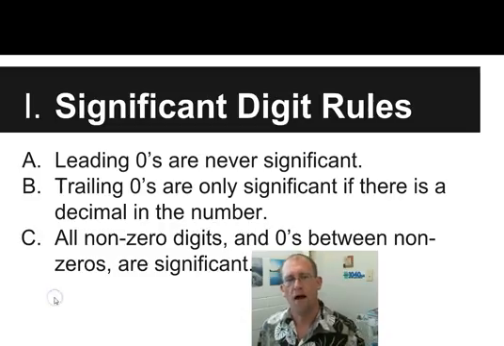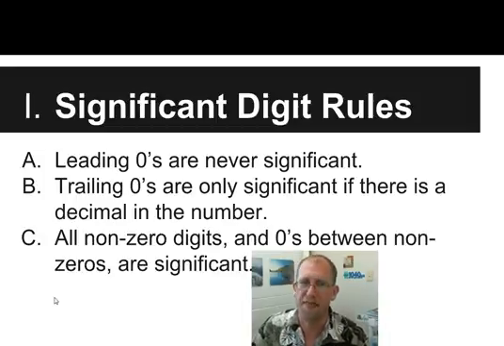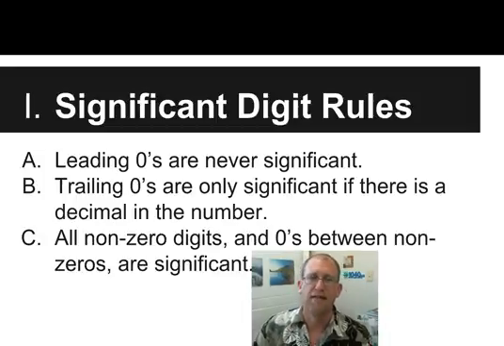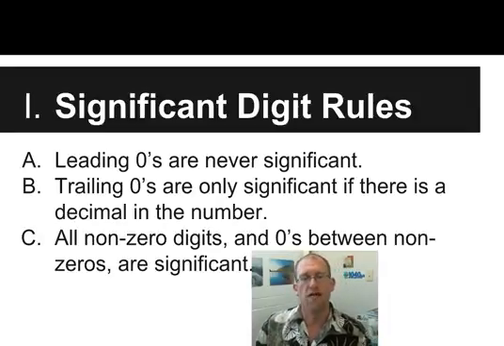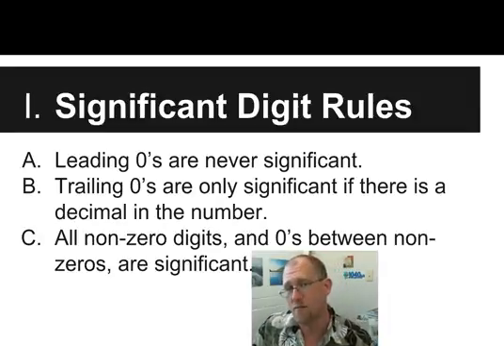Let's move on. Significant digit rules. Now, you had more rules than this from your textbook, but this is the easier way to go. Leading zeros are never significant. Never, no, not never. Can't be significant. If it's in front of the first non-zero digit, doesn't matter, right? Leading zeros don't count. Trailing zeros only count if there's a decimal point.